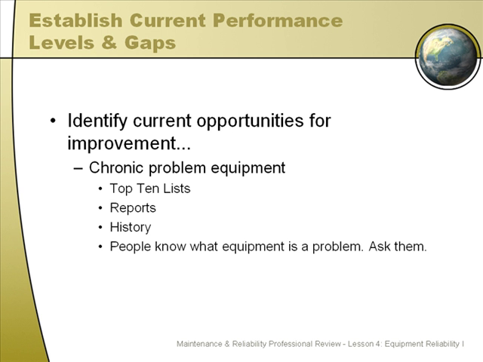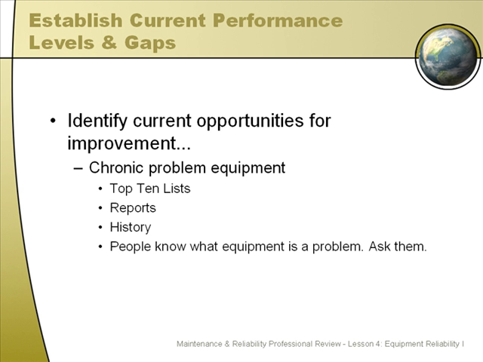Let's look at identification of this opportunity for improvement. Chronic problem equipment. Every facility has some equipment that keeps eating their lunch. You have equipment that has more failures than any other. And you can walk through the department and talk to maintenance people and they can readily tell you what that equipment is because they spend a lot of time buddied up to it.